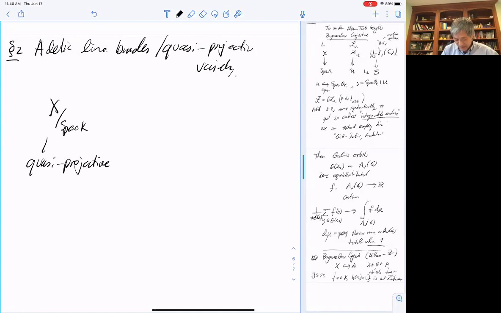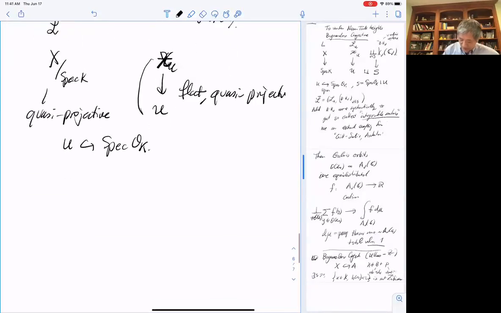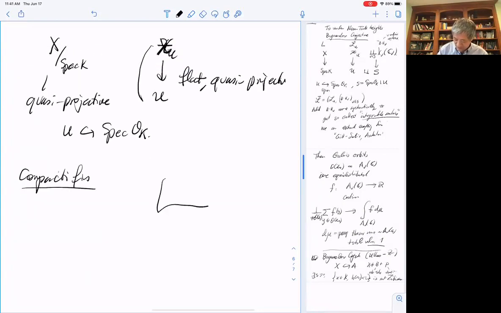So I didn't do the compactification in one step; I compactify in two steps. So I have a line bundle here. In the first step, I pick X_U over U, where U is still Spec of O_K, right? This is flat, and I don't really require it to be projective, just flat and quasi-projective. But this is far from compactified, so now I compactify it, which is kind of tricky. What I'm going to do is add something; I have this picture here: this is X_U, and this is U here.